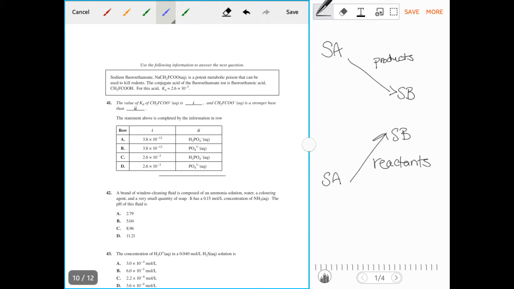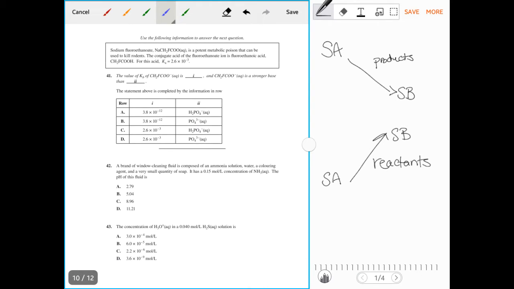Okay. Let's take a look at a few more questions here. So this says we're looking for the value of Kb, and we're looking to see if this fluoroethanoate is a stronger base than one of these other entities listed. It says sodium fluoroethanoate is a potent metabolic poison that is used to kill rodents. The conjugate acid of fluoroethanoate ion is fluoroethanoic acid. For this acid, the Ka is 2.6 times 10 to the negative 3.